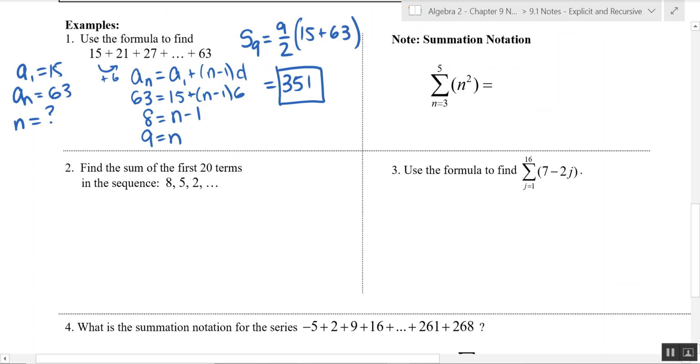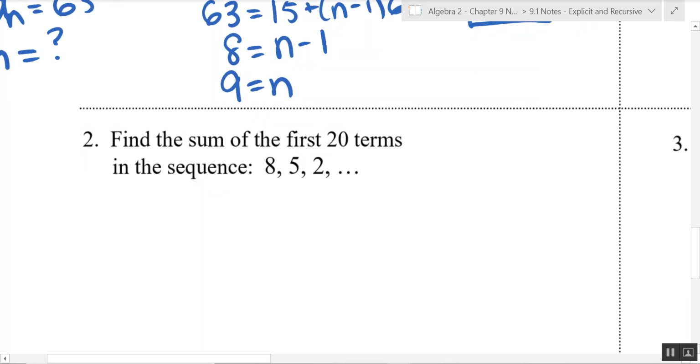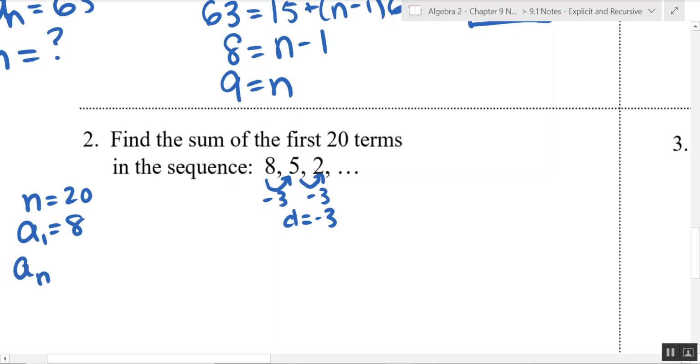All right, let's take a look at the one below it. It says find the sum of the first 20 terms in the sequence 8, 5, 2. And it looks like this is arithmetic, and to get the next term, we subtract 3. So our common difference there is negative 3. Let's see if we know the three components of the formula. First off, we want to find the sum of the first 20 terms, so we know n is 20. We know the first term is 8, and the 20th term, we don't really know.